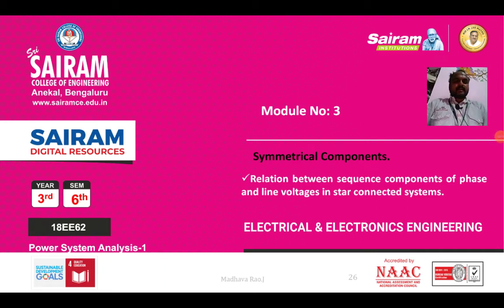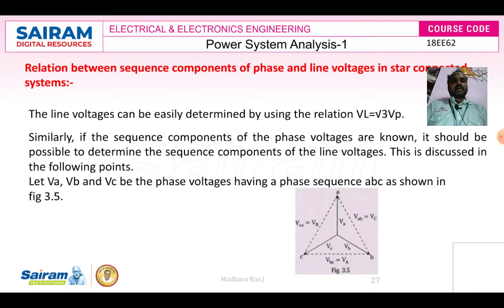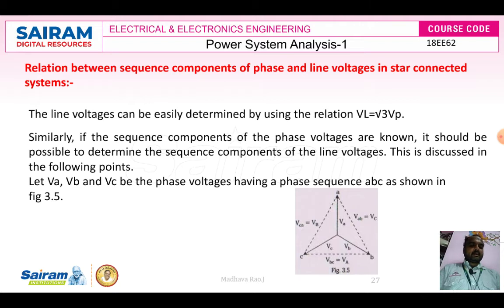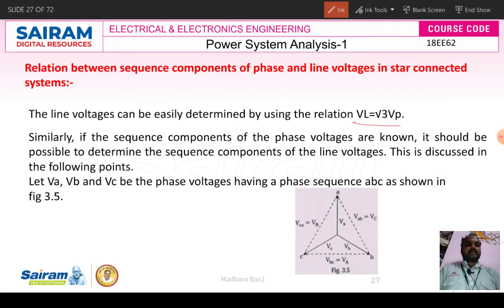Dear students, in this video you will learn about the relation between sequence components of phase and line voltages in a star connected system. In a star connected system, we already know line current and phase current are equal, but line voltage is not equal to phase voltage. The line voltage is always equal to root 3 times the phase voltage. VL is equal to root 3 into V phase, where VL is line voltage and VP is phase voltage.